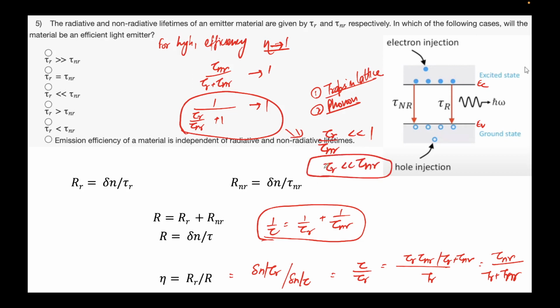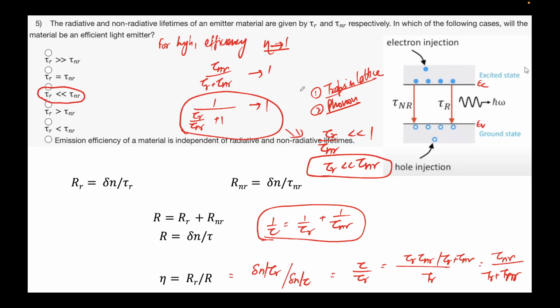What this means is that this lifetime should be very small. This means an electron, if it's traveling through this path, should not take long, it should be very small. Let's say if this is nanoseconds, this should be microseconds, right? There has to be a huge difference between their lifetimes. So what we get is tau r should be less than tau nr, this one. Just simple mathematics and nothing else.